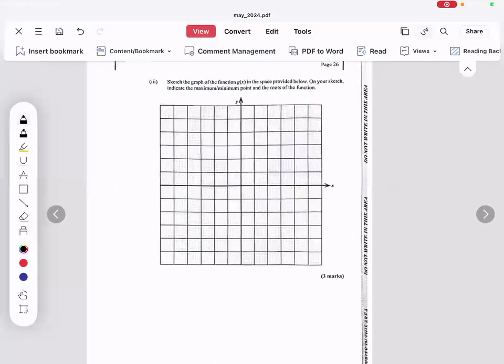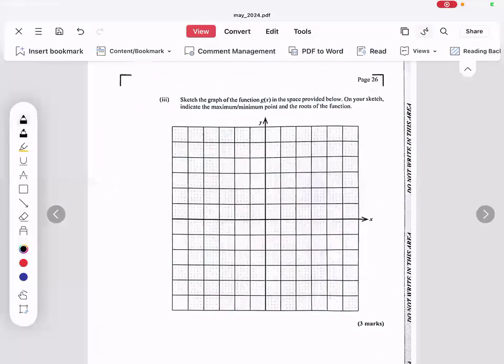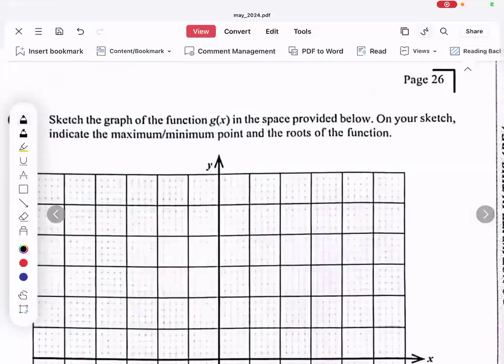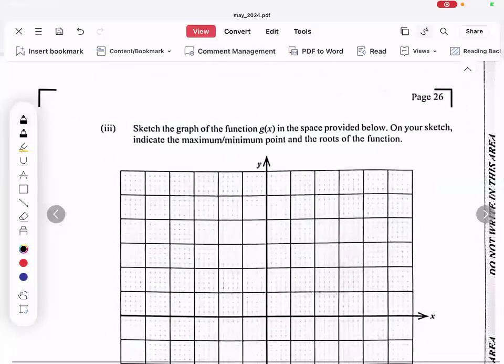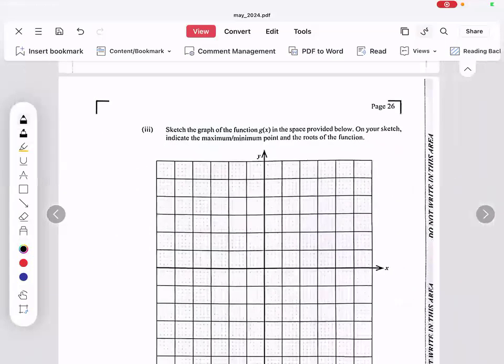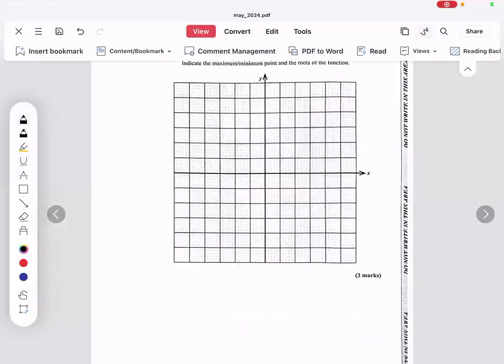I'm moving right along here. We are to sketch the graph of the function g of x in the space provided below, and on your sketch you must indicate the maximum or the minimum point and the roots of the quadratic function. So this part is 3 marks.